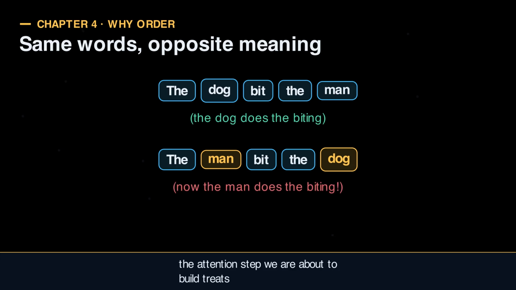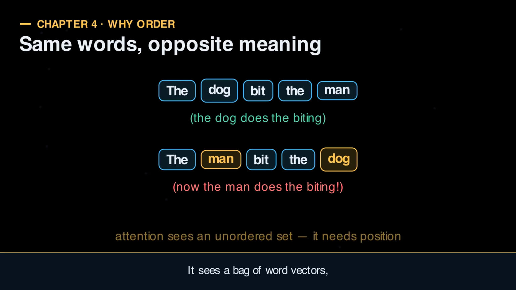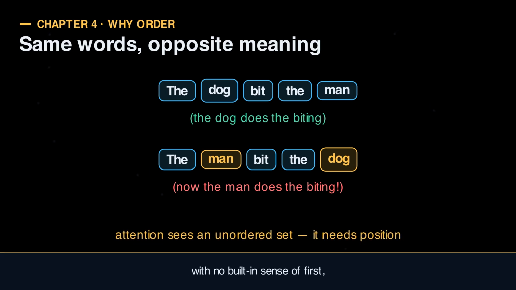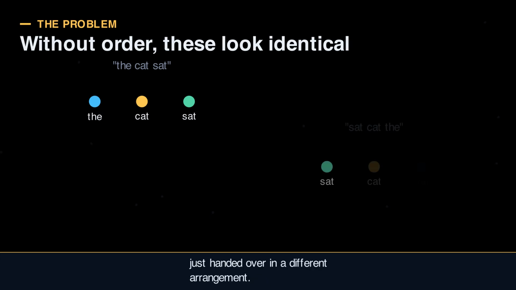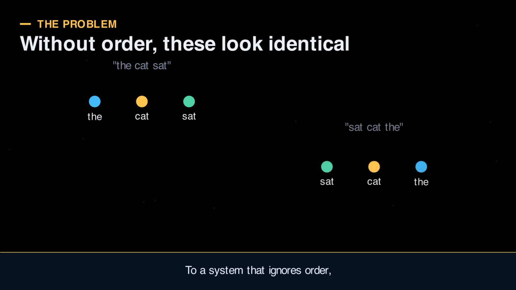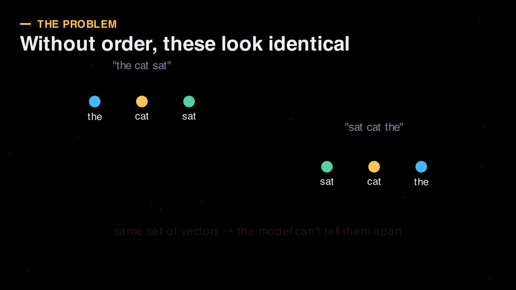But here is the catch: the attention step we are about to build treats its input as an unordered set. It sees a bag of word vectors with no built-in sense of first or second or last. Let's see the problem directly. Take "the cat sat" and the scrambled version, "sat cat the". The embeddings are exactly the same three vectors, just handed over in a different arrangement. To a system that ignores order, these two inputs look identical.